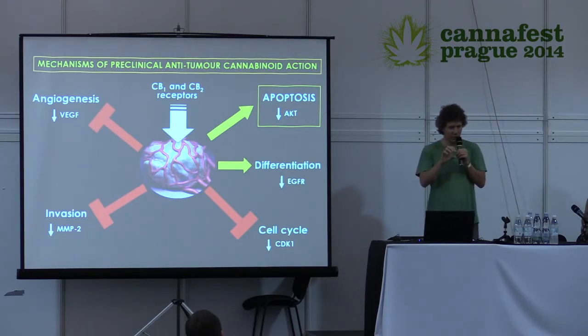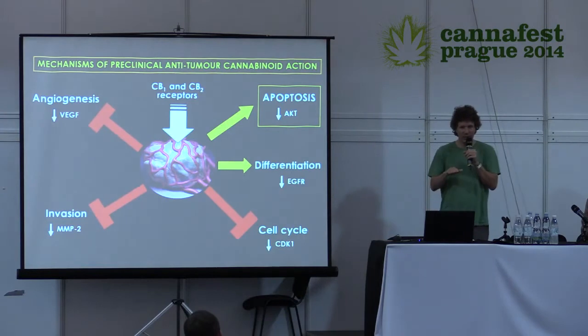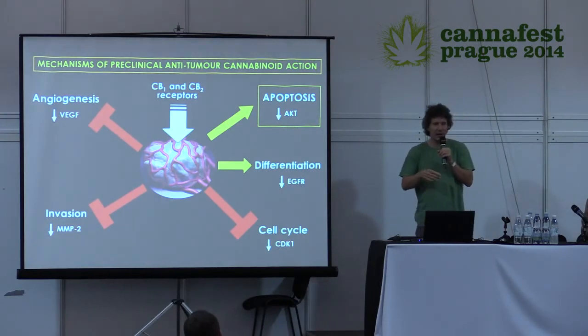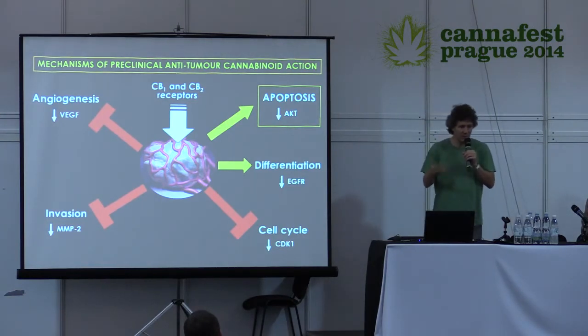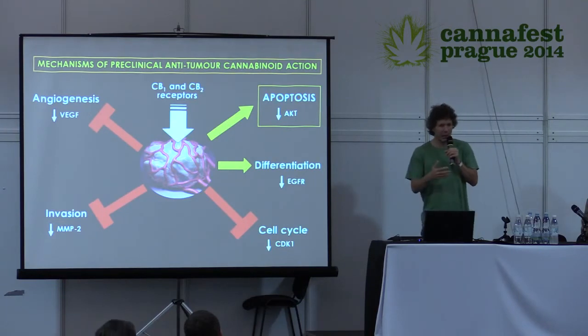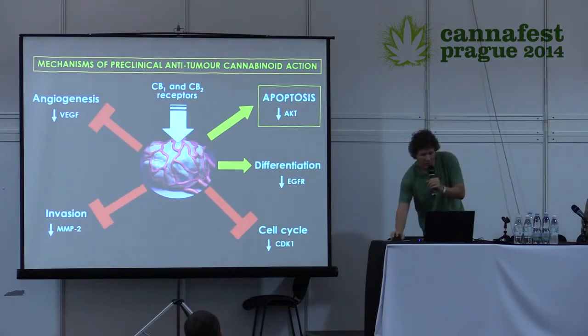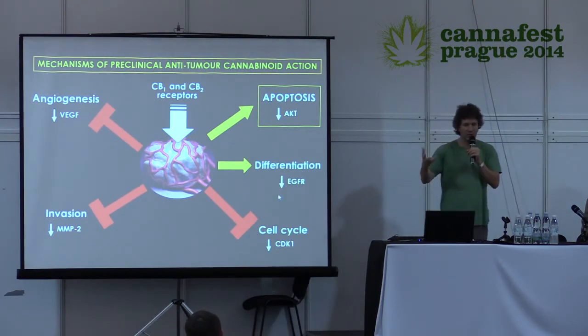So a cell of a tumor that is adult, that is differentiated, is very little malignant, whereas a cell of a tumor that is very little differentiated, that is a newborn cell, an embryonic-like cell, is a very malignant cell. So cannabinoids can favor the differentiation, the maturation of cancer cells, to make them less malignant.